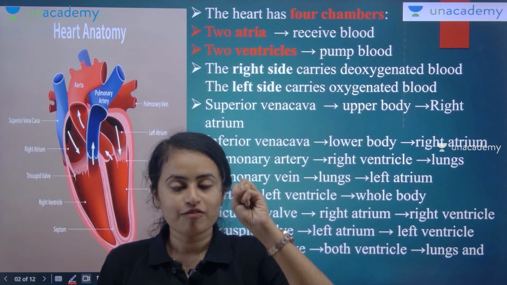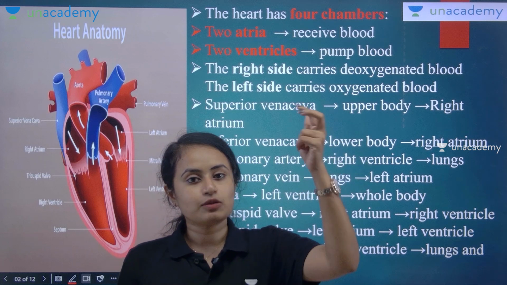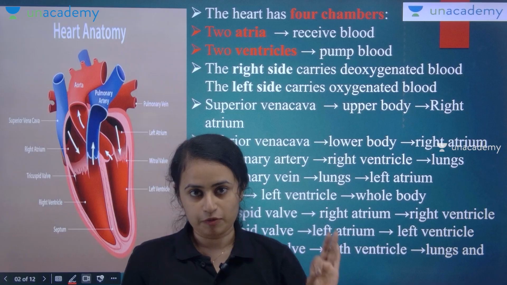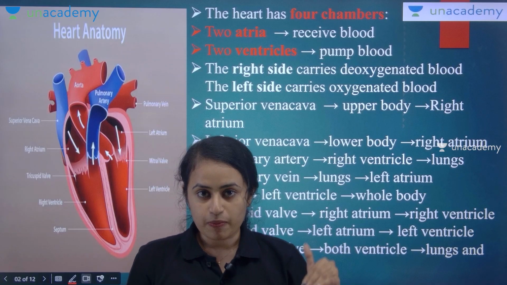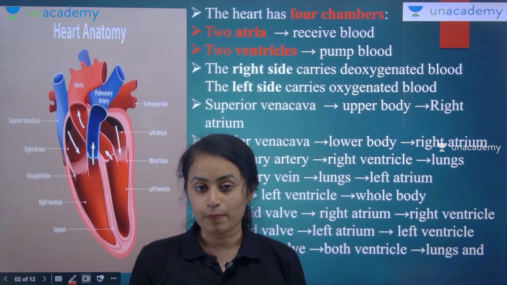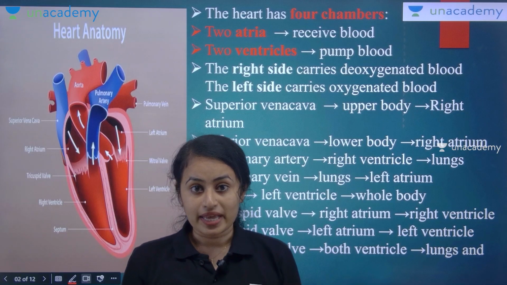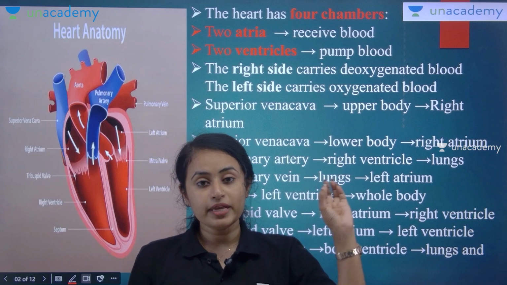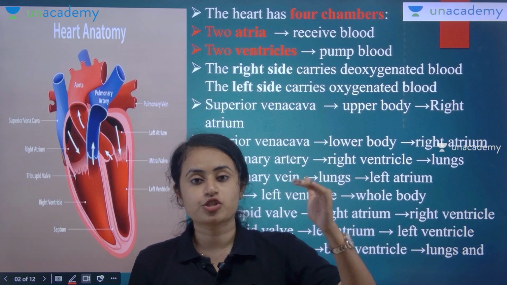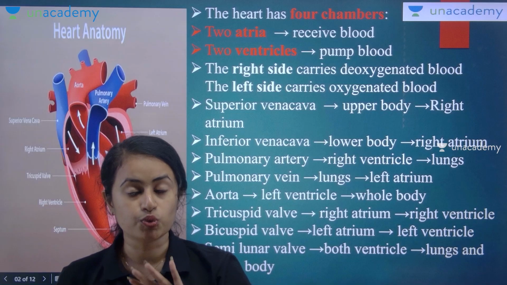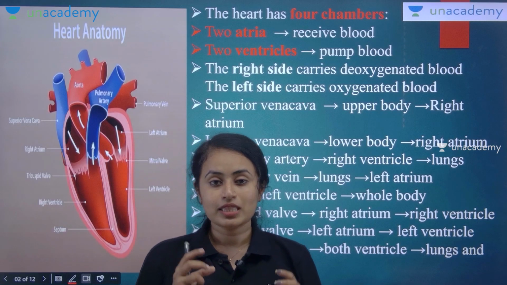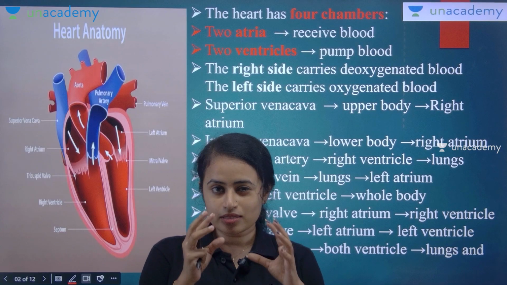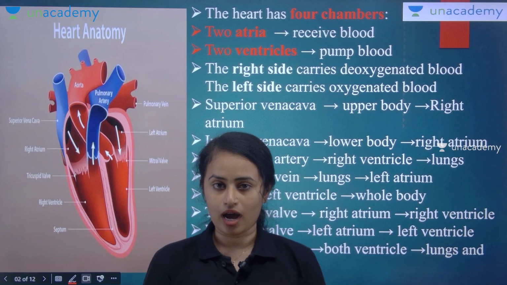From the lungs, where it gets oxygenated, it is pumped back to the left atrium with the help of the pulmonary vein. From the left atrium, it passes into the left ventricle with the help of the bicuspid valve. From the left ventricle, with the help of the semilunar valve, it is pumped into the aorta, and the aorta distributes the oxygenated blood to different parts of the body. This is the double circulation that takes place in our body. This is the basic concept about the heart.